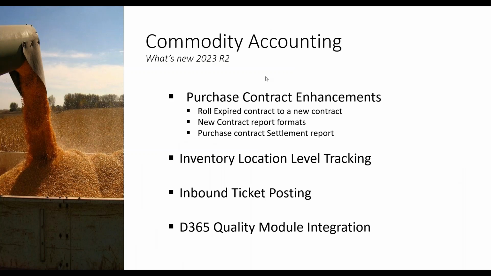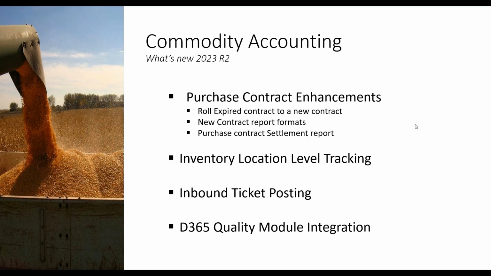In the commodity accounting part of Levridge, we've added a number of new features to 2023 R2, including purchase contract enhancements. Now, in the purchase contract enhancements, we've added the ability to roll an expired or an expiring contract from one contract to another contract. And a link is maintained between those contracts. And that's especially useful for Iowa sale contracts. And you're going to see that. Mark's going to show you exactly how that works.